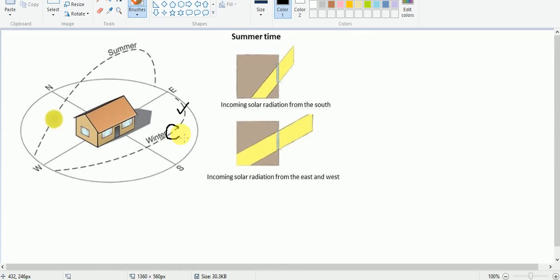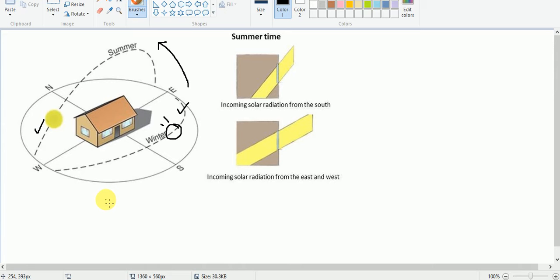And as the summer season sets in, the sun is going to the north. That is, the sun is going almost overhead during the noon time in the summer season. So this is the position of the sun in the summer season. This is what we call apparent movement of the sun, because it is not the sun that is actually moving. It is the earth.